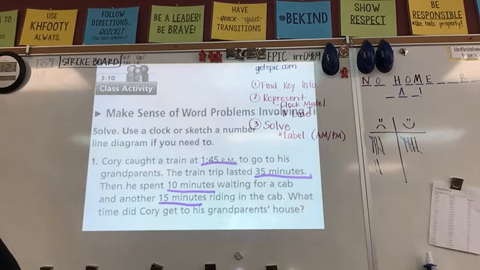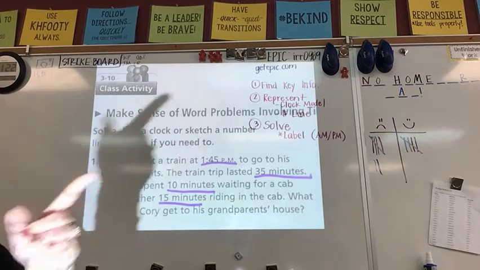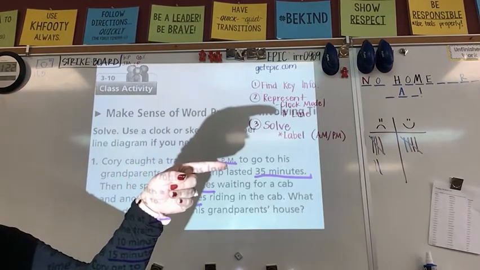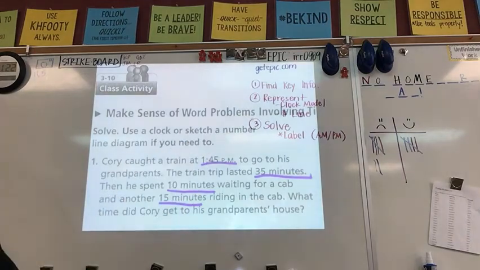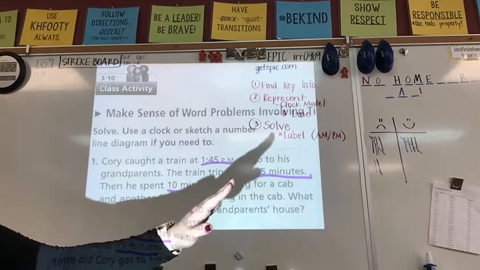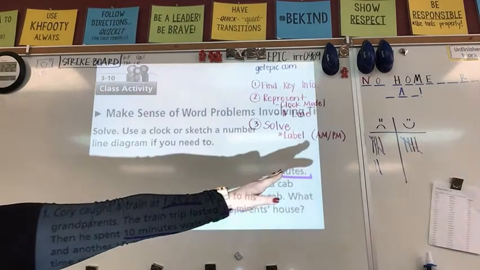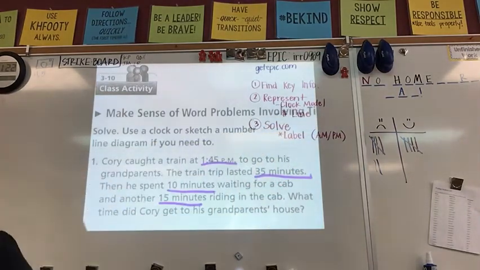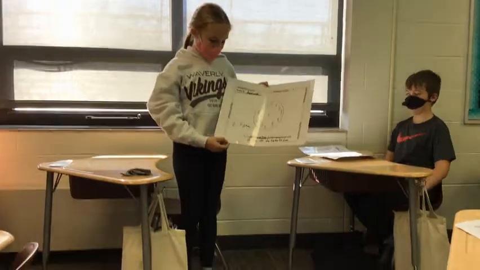Okay? I am going to give you 3 minutes to solve this problem. Online friends, make sure that you are using either your clock model or your number line to represent this and solve. And the last bit, friends, don't forget a label, which is either going to be AM or PM. Ready? You may begin.